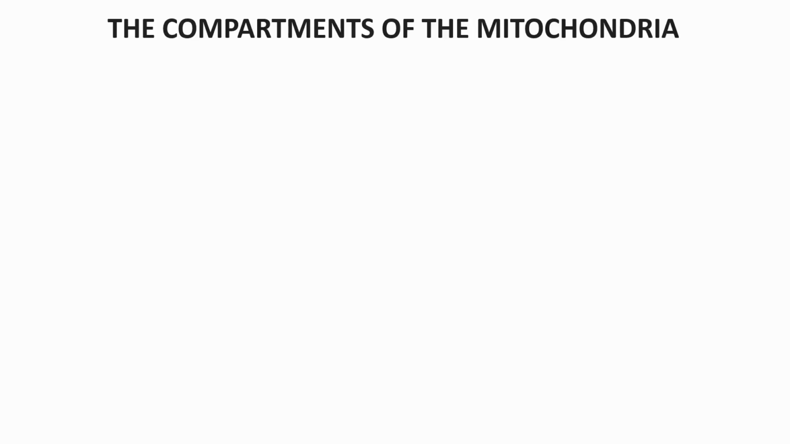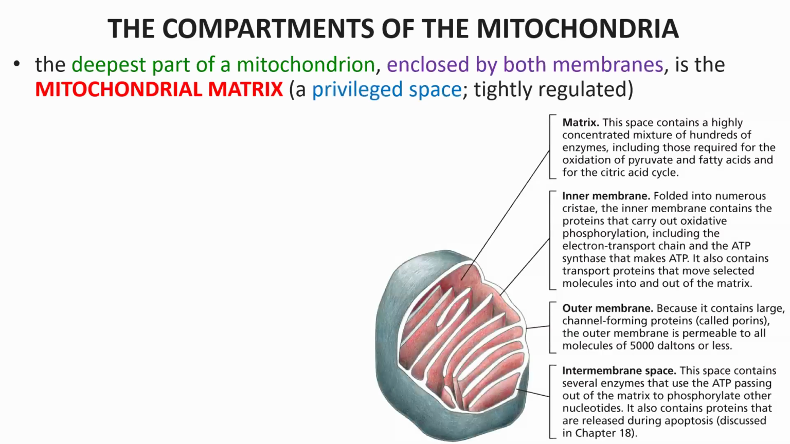So let's get to some mitochondrial anatomy. The deepest part of the mitochondria, if you were to go through all of the membranes that mitochondria have, and you're at the most internal part of the mitochondria, that's called the mitochondrial matrix. It's an empty space, well, not empty. It's got its own cytoplasm kind of stuff in there. It's got fluid in it, but there's no membrane. There's no structure in there. The mitochondrial matrix is a privileged space. Access to the mitochondrial matrix is tightly regulated.